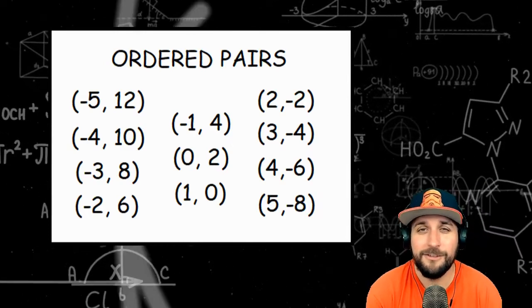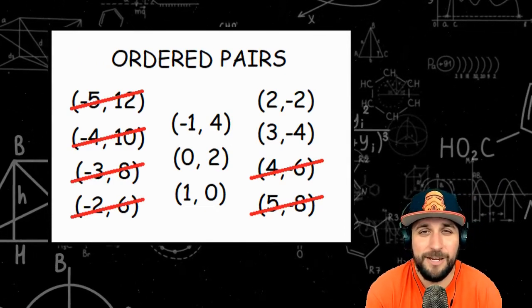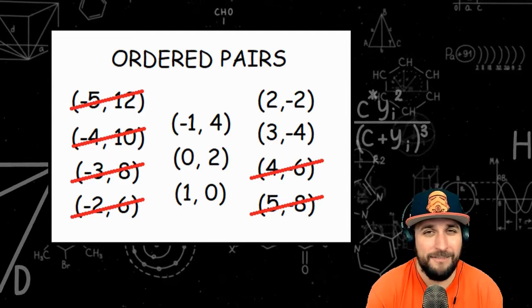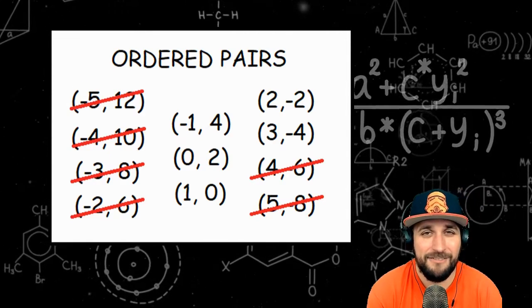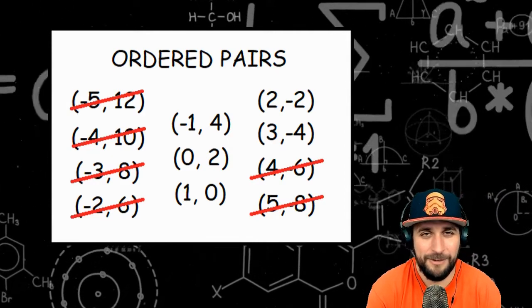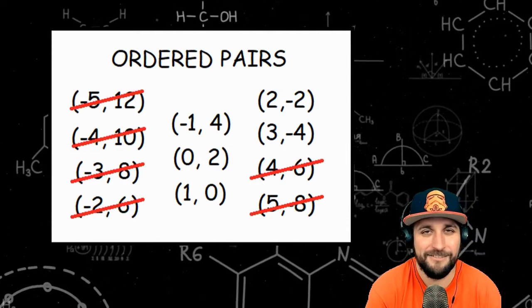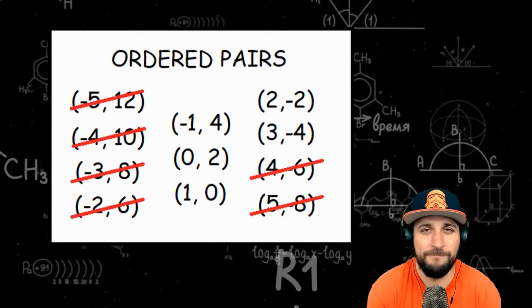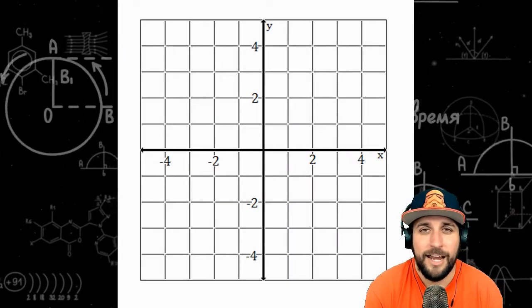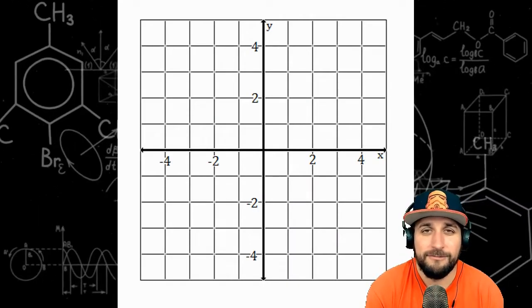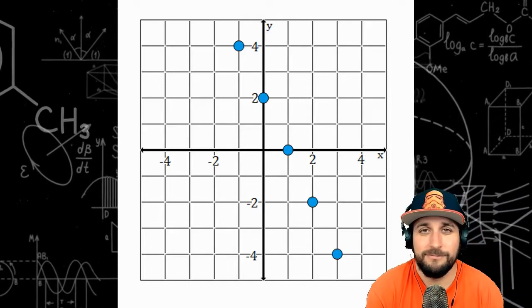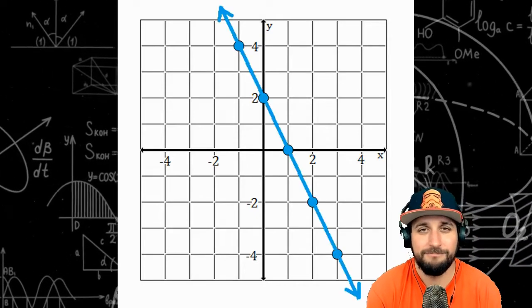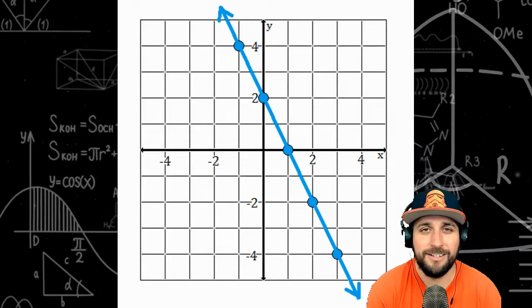Out of these, only these would actually be on my graph. My y values also go between negative 5 and 5, so if I got an output that was bigger than 5 or less than negative 5, it would be off my graph. So these are the only ones I can choose from. And you should have plotted them on your graph. So they would go there, connected with a line, and that would be our answer for our practice problem.